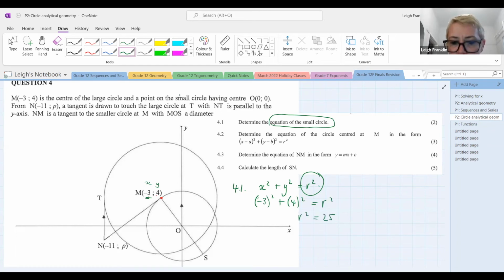You don't have to work out r. Remember, on the right-hand side, it's always r squared. So the equation of this small circle is x squared plus y squared equals 25. That's what they want from you. So 1 mark for subbing in and 1 mark for the answer.